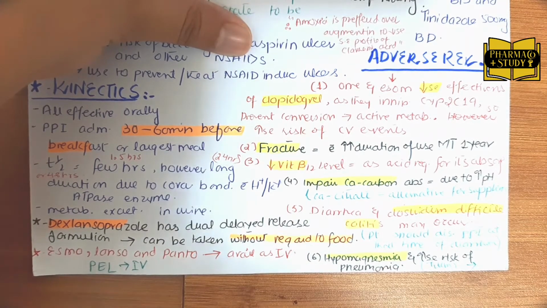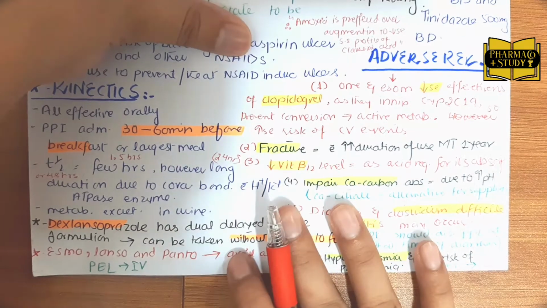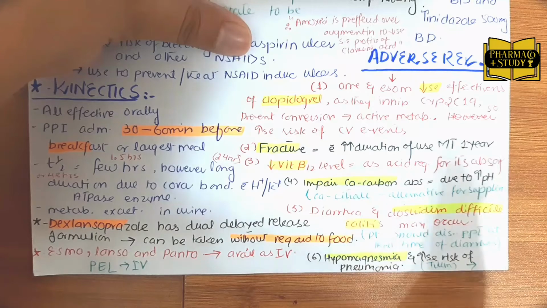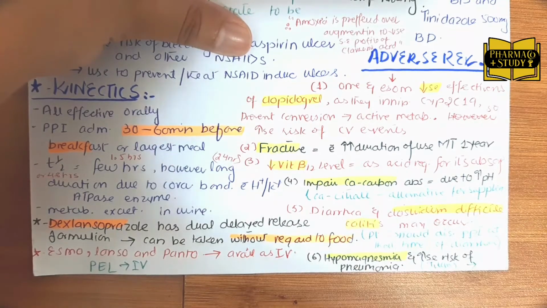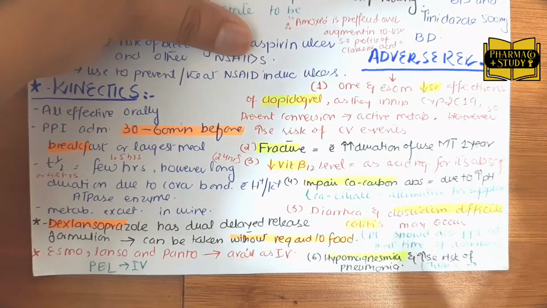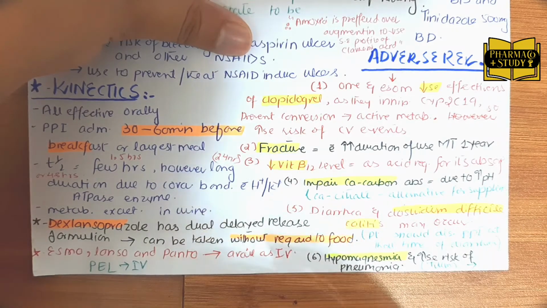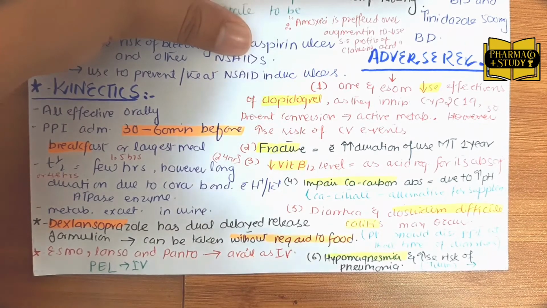Okay, another important point: it has six side effects, and all of them are very important and different from the side effects of other drugs. Not like nausea, vomiting, diarrhea, confusion, dizziness, which are the most common side effects, or GIT upset. It has a different type of side effect. Number one, decreases the effectiveness of clopidogrel. Second, fracture. Third, vitamin B12 deficiency.